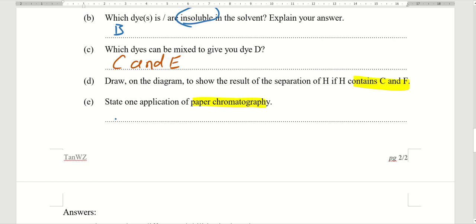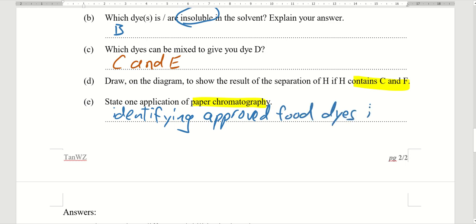Basically we are looking at identifying or separating, maybe, approved food dyes in food. This is something very simple. Let's keep it to this one. Identifying approved food dyes in food.